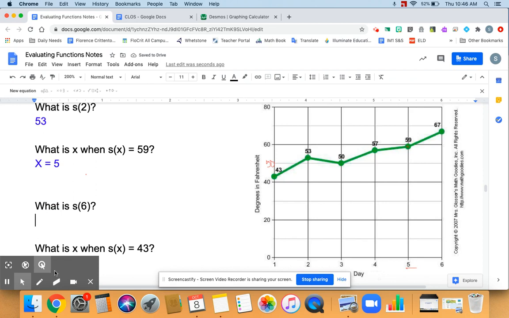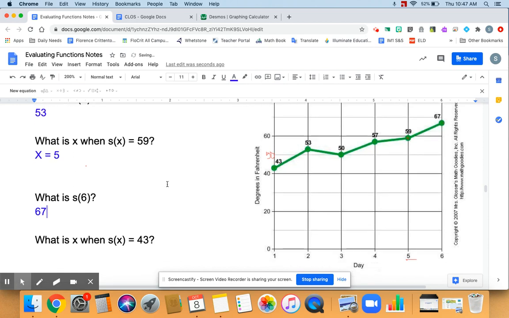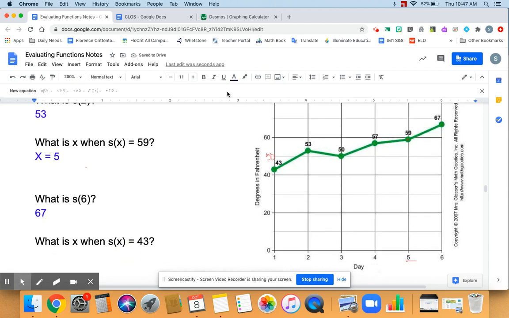All right, for S of 6, is 6 going to be my x or my y? My x. And if I go over to my graph where x is 6 and go up, I find my y to be what? It's labeled at 67. And finally, this one says, what is x when the graph equals 43? So that 43 is at x or y? Y, so I go up to where it's 43. Oh, look, it's this point right here. And what's my x for this point right here? It's saying it's 1.